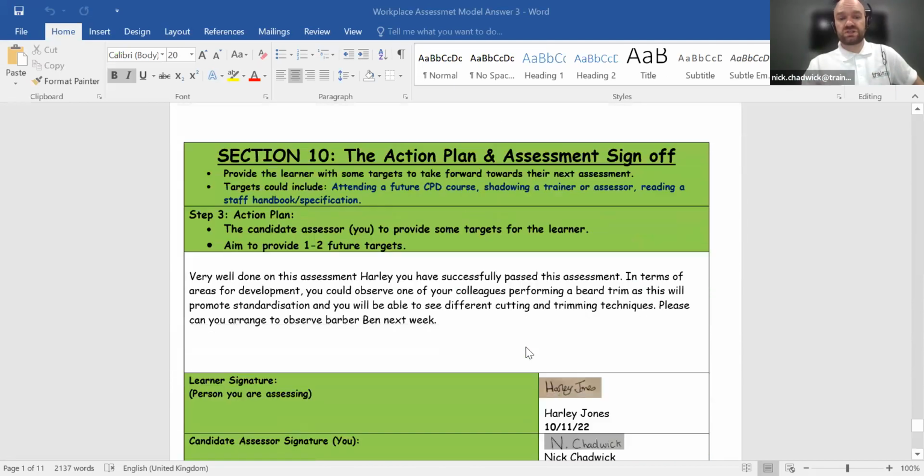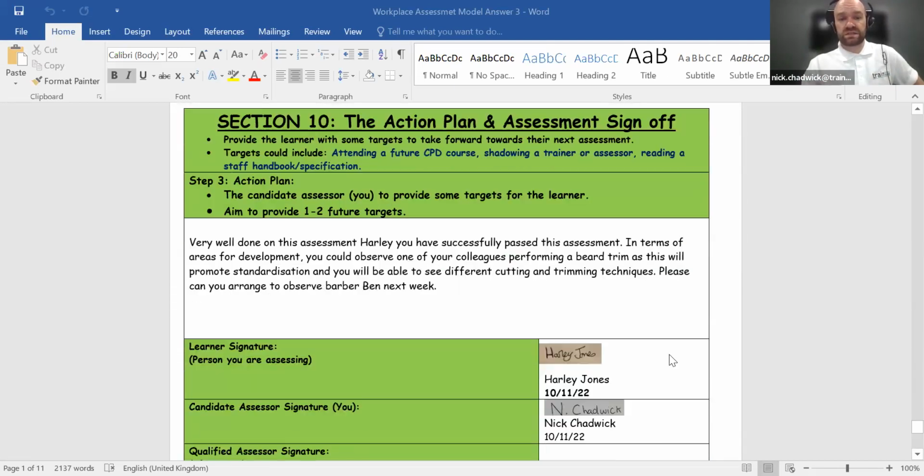The final section 10, is the action plan and assessment sign off. So for this section, you can provide your learner with some targets to take forward in preparation for their next assessment. This could be perhaps to attend CPD courses. It could be to shadow perhaps another trainer, assessor. It could even be reading the staff handbook, or even chairing a meeting as well. So you can obviously provide some targets for the learner to take on board. It could even be reading a staff handbook once again, or perhaps observing another staff member as well.